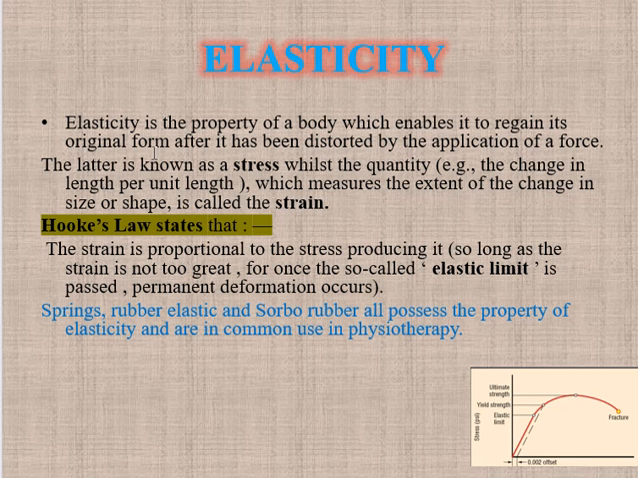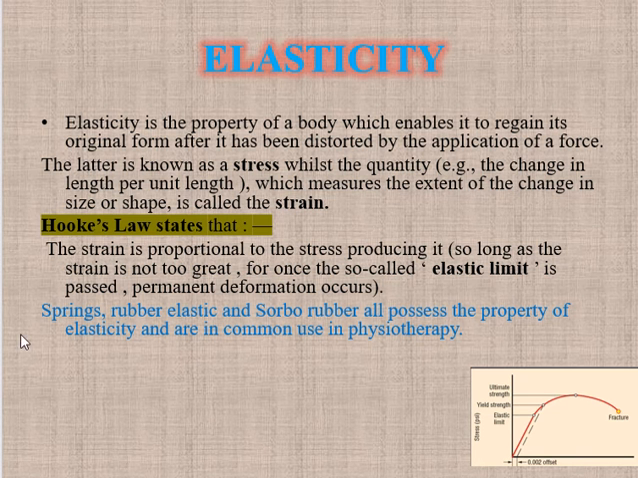Basically, the distortion in shape by the application of force is known as stress, while the quantity, that is the change in length per unit length, is strain, which measures the extent of the change in size or shape. Hooke's law states that strain is proportional to the stress producing it so long as the strain is not too great. Once the so-called elastic limit is passed, permanent deformation occurs.